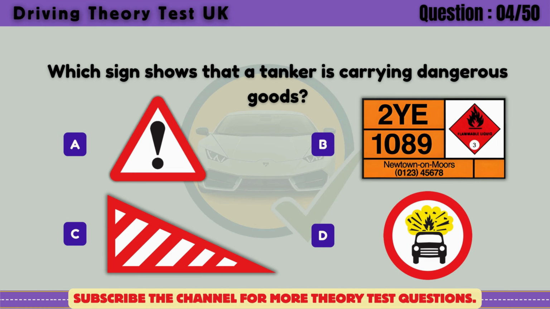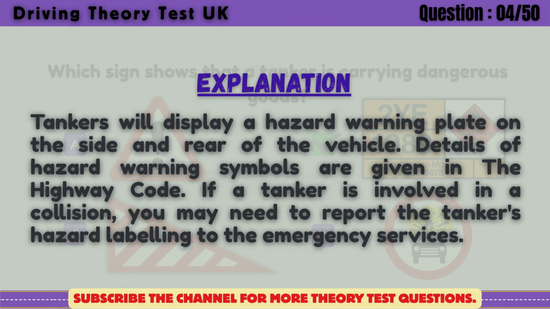Question 4. Which sign shows that a tanker is carrying dangerous goods? Answer is B. Tankers will display a hazard warning plate on the side and rear of the vehicle. Details of hazard warning symbols are given in the Highway Code. If a tanker is involved in a collision, you may need to report the tanker's hazard labeling to the emergency services.